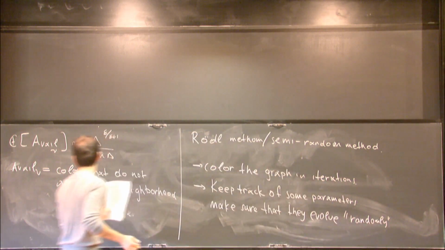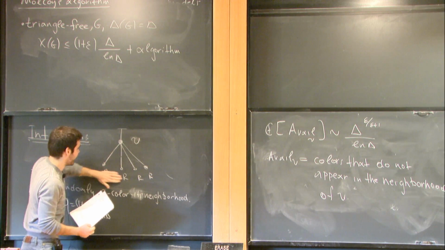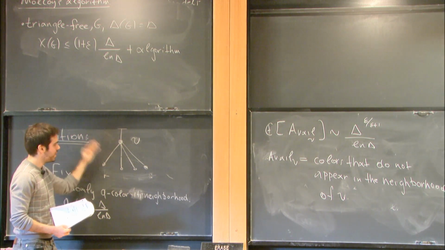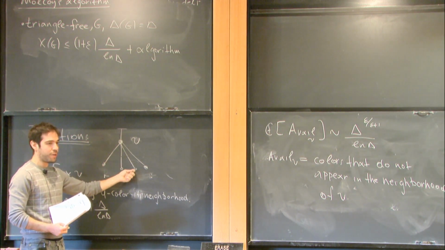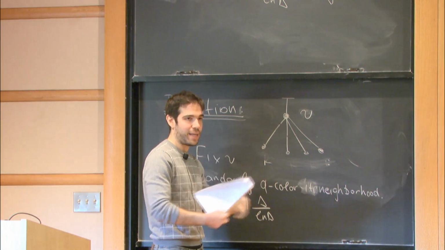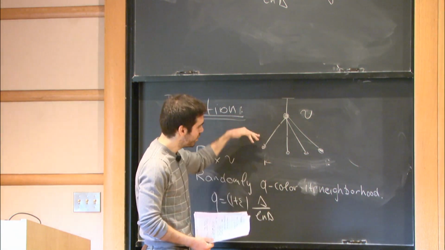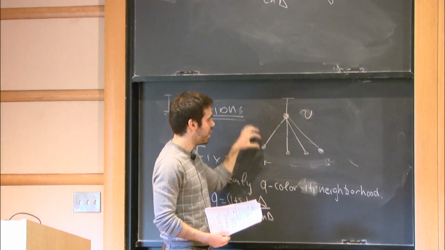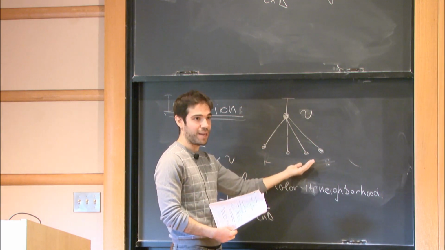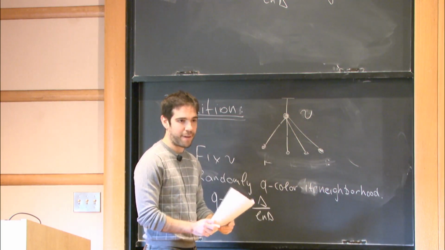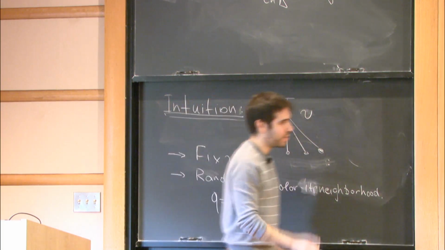Let me give you an example. A type of parameter for vertex V could be the number of available colors. What you want to make sure is that as you color the graph, as vertices get colored, V will think that this was a random assignment. So you keep track of some parameters, and you make sure that they evolve pseudo-randomly. In the end, you have colored enough of the graph. Each vertex thinks that its neighborhood is colored randomly. And so then you finish the coloring with a last greedy step. Does that make sense? So this is the idea.